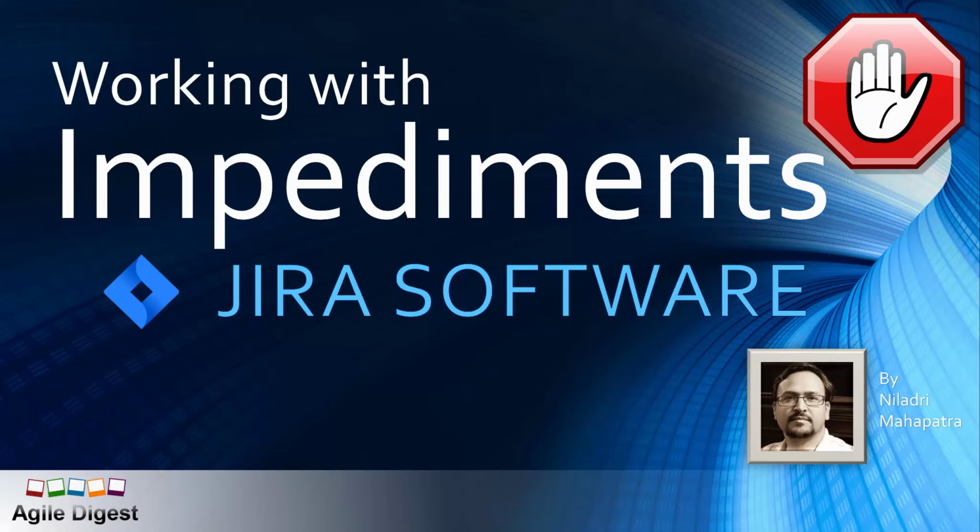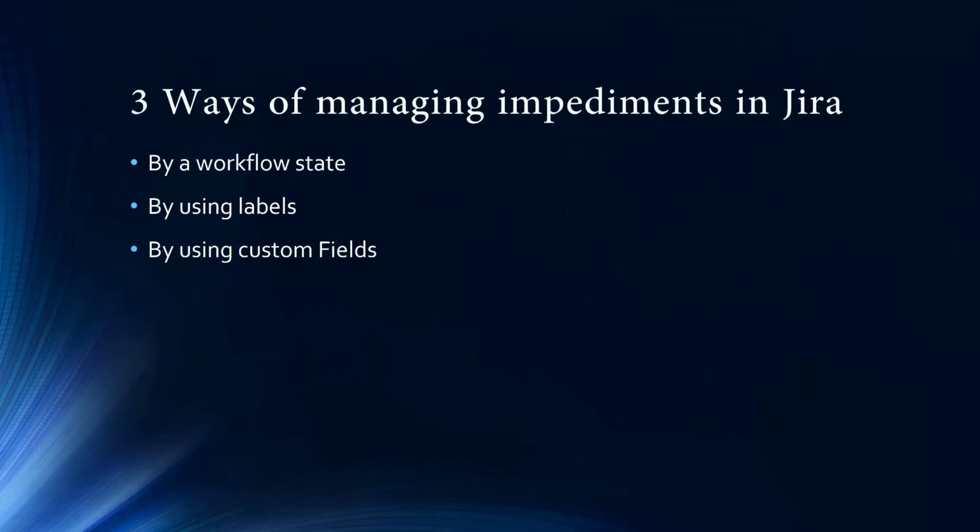There are three ways of doing it: by a workflow state, by using labels, by using custom fields. There may be other ways, but those are the three ways I will be explaining, and how we can configure each within Jira one by one. First, we'll talk about the workflow state. Let's begin and jump into Jira.